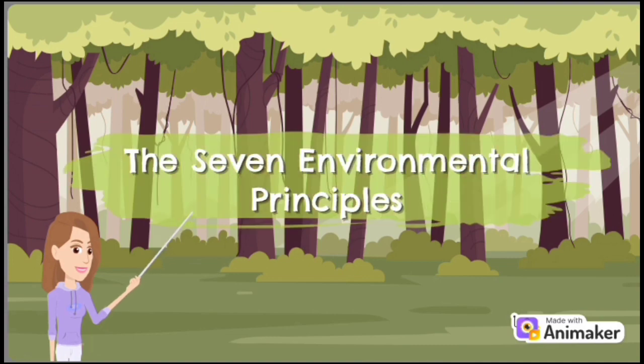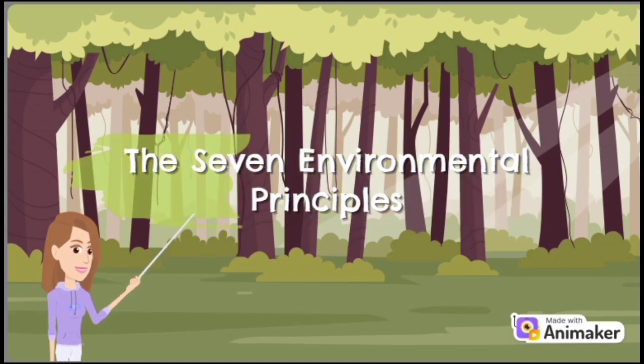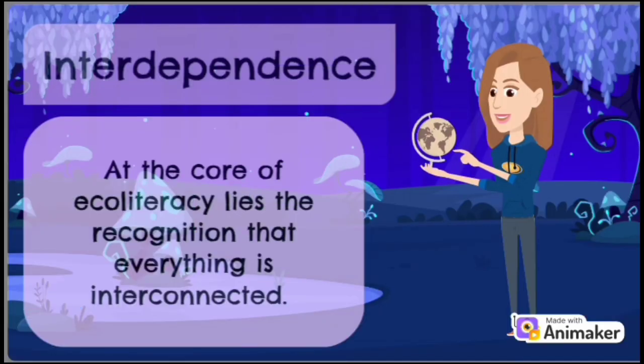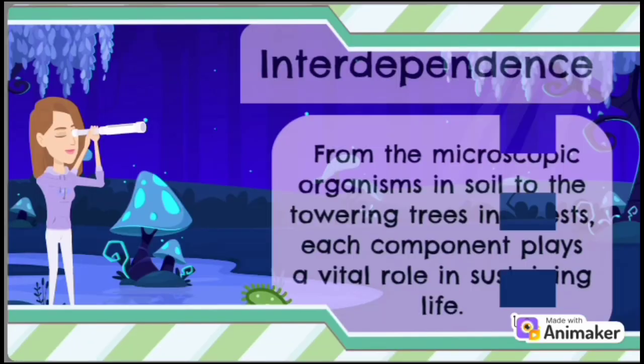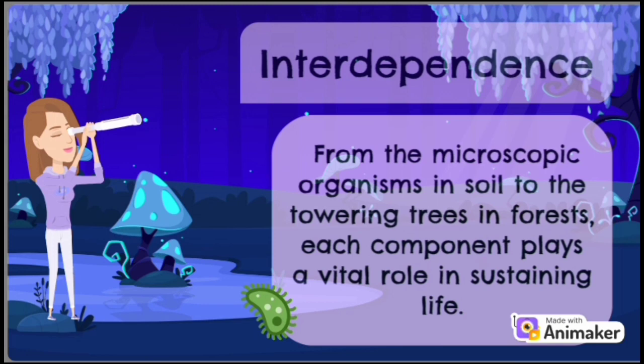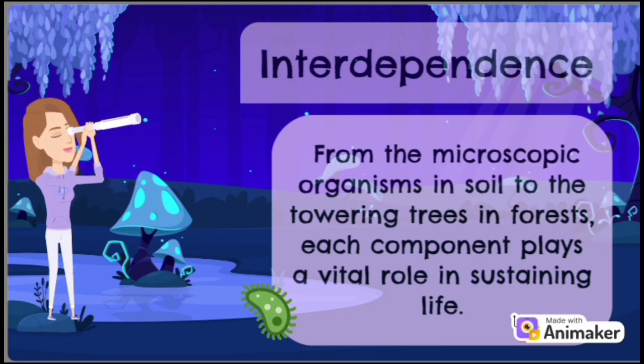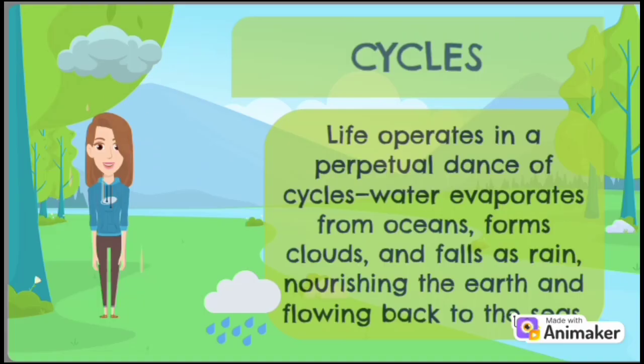Now that we already know what is eco-literacy, let us then dive into the 7 environmental principles. First is interdependence. At the core of eco-literacy lies the recognition that everything is interconnected. From the microscopic organisms in soil to the towering trees in forests, each component plays a vital role in sustaining life.